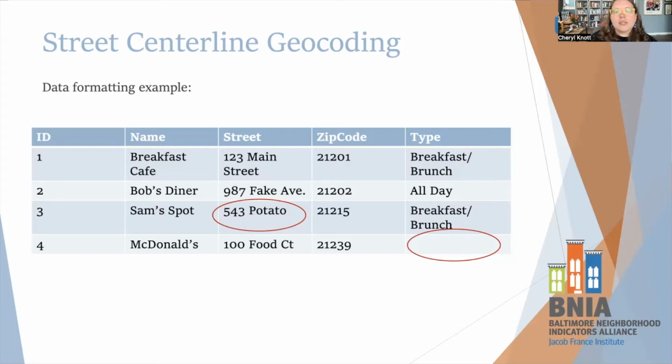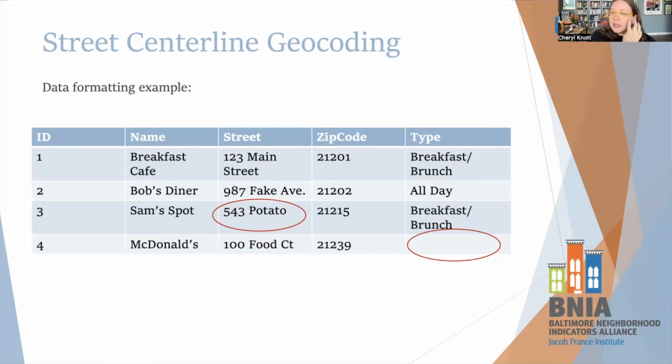So for this example that is circled here for Sam's Spot, the street is listed as 543 Potato. In many places, you often do not have a repeating street name. However, in Baltimore City, where we are doing a lot of this work, we will sometimes have a street name that is often duplicated in the alley name. So sometimes, again, we can make some assumptions. We might have a restaurant operating out of an alley, but when we're missing something like a street type, is this a street? Is it an avenue? Is it an alley? It's best not to make assumptions about what we've got here.